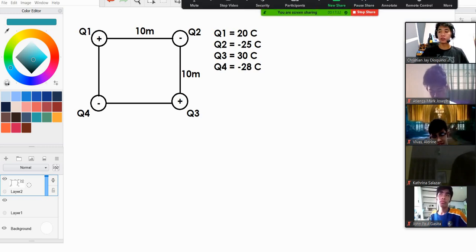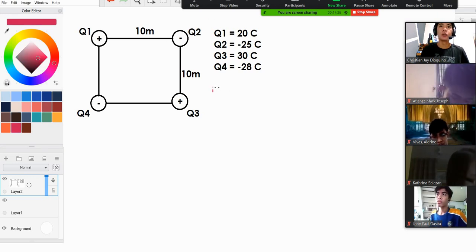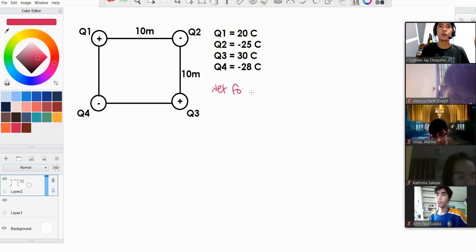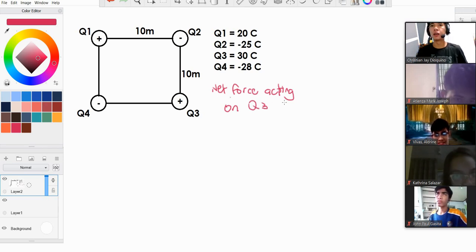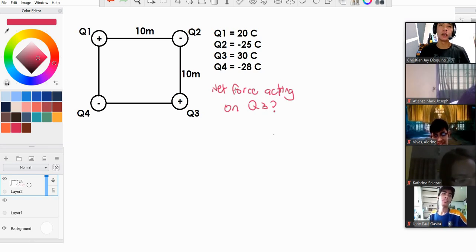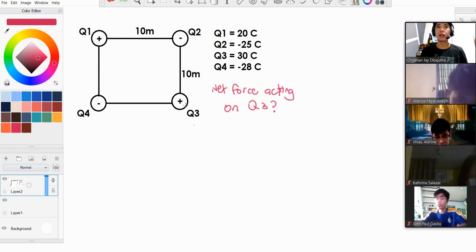Okay, so the first question here is, what will be the net force acting on Q3? Okay, so yun yung question natin. What will be the net force acting on Q3? Okay, so we have 3 vectors na mabubuo kasi we have 3 charges na nakakaapekto kay charge 3 natin.